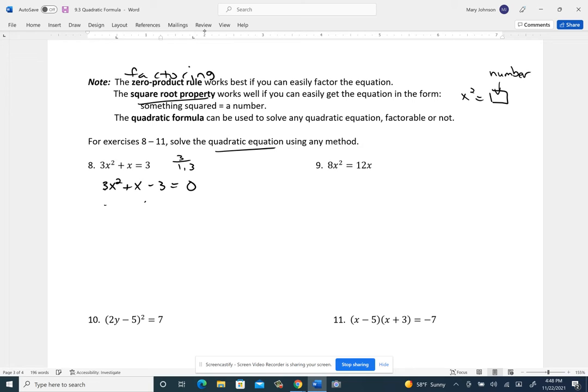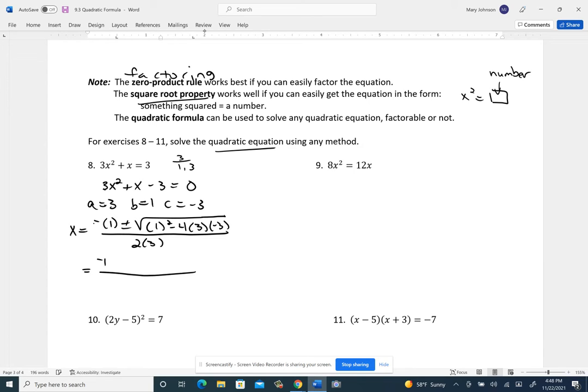So next, I'll identify my A, my B, and my C. A is 3, B is 1, C is -3. So I'm ready to use the quadratic formula. It's opposite of B, plus or minus the square root of the B value squared, minus 4 times the A value times the C value, all divided by 2 times the A value. So opposite of B would be -1. 2 times 3 is 6. Under the radical, 1 squared is 1.